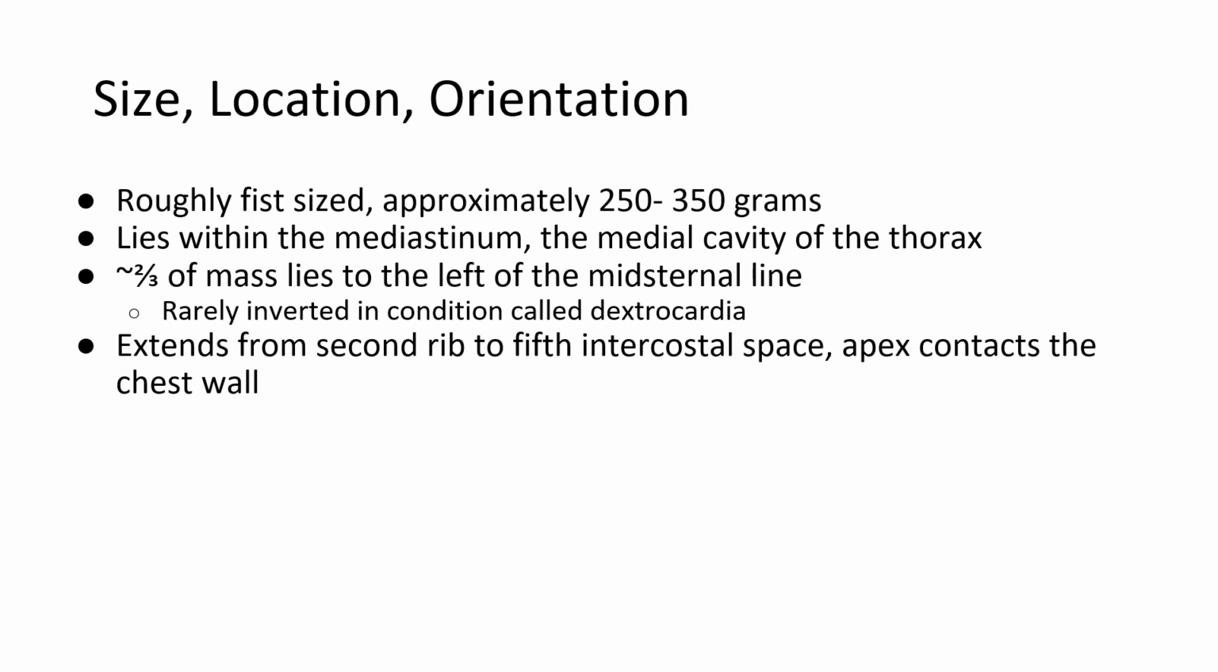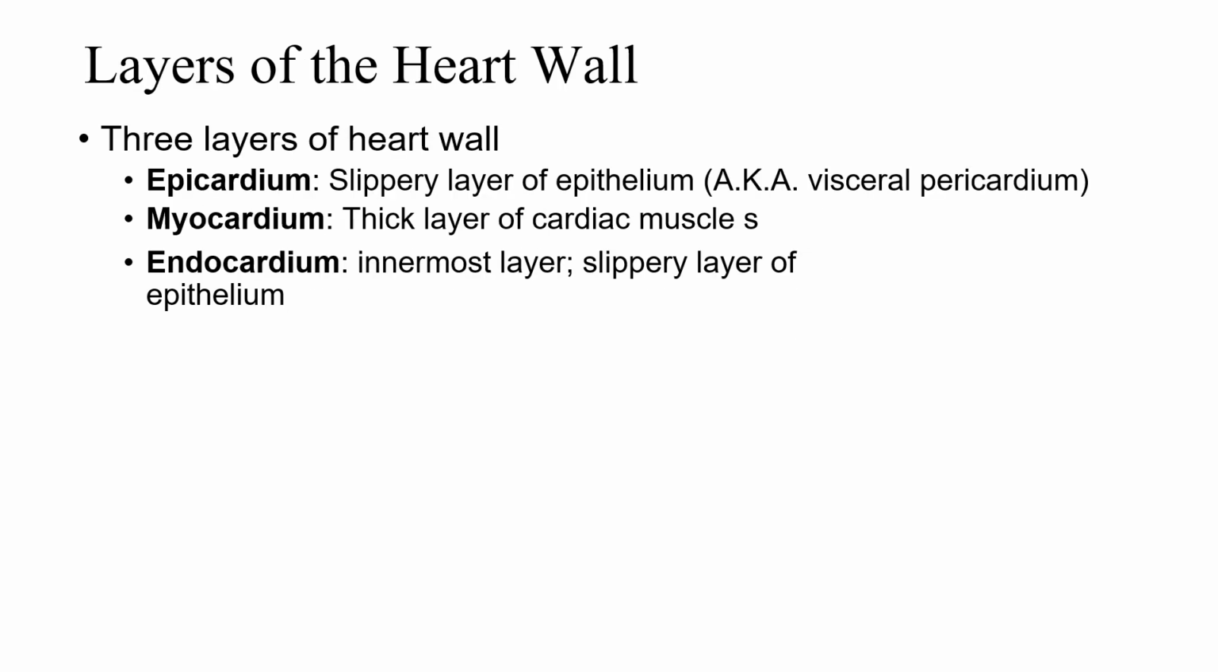Some people naturally have an inverted heart. We call this dextrocardia. That means right-handed heart. And essentially, when you look at the ribs, it's extending from the second rib to the 5th intercostal space, and the apex of the heart will actually contact the chest wall. And so when we talk about membranes and certain serous layers, really you need a lot of lubrication in instances where these organs are touching each other. But layers of the heart wall, there are 3 layers: the epicardium, myocardium, and endocardium.